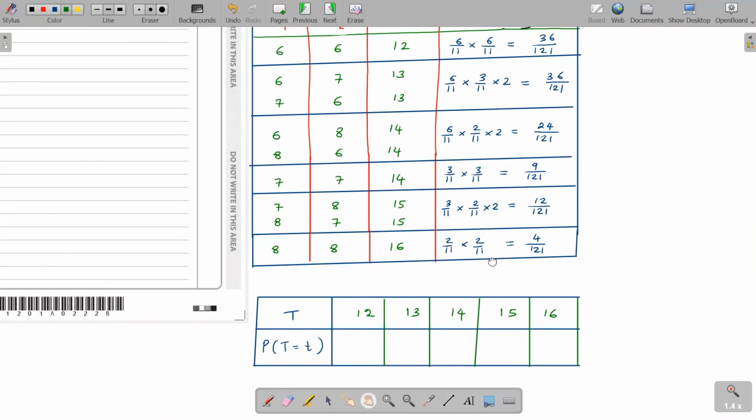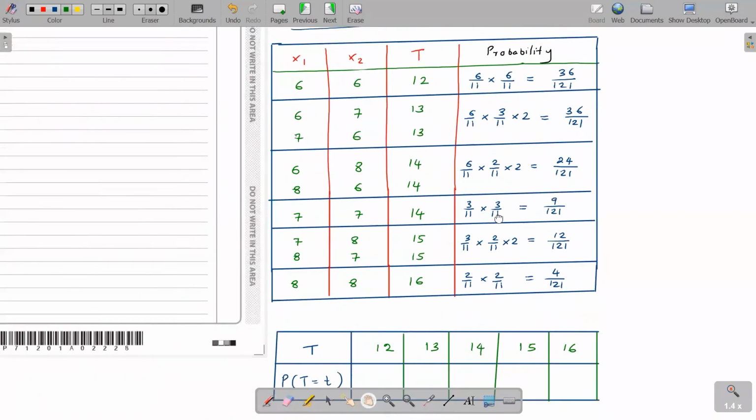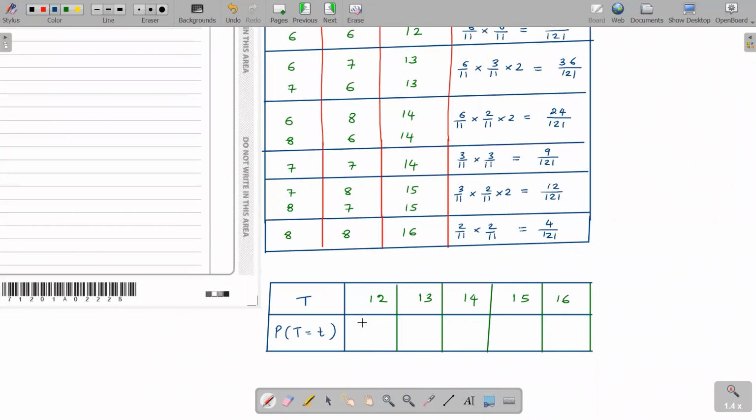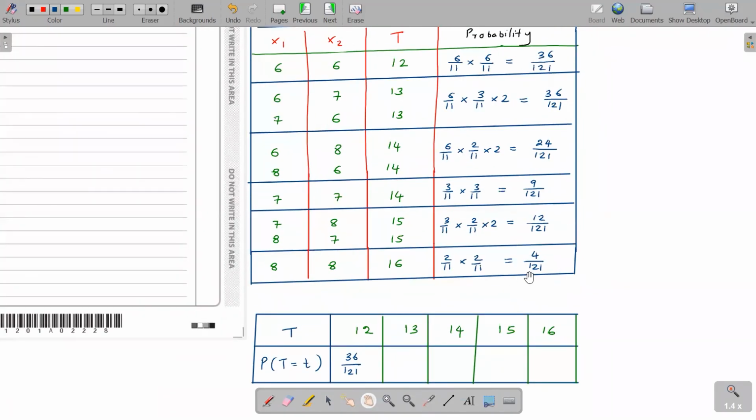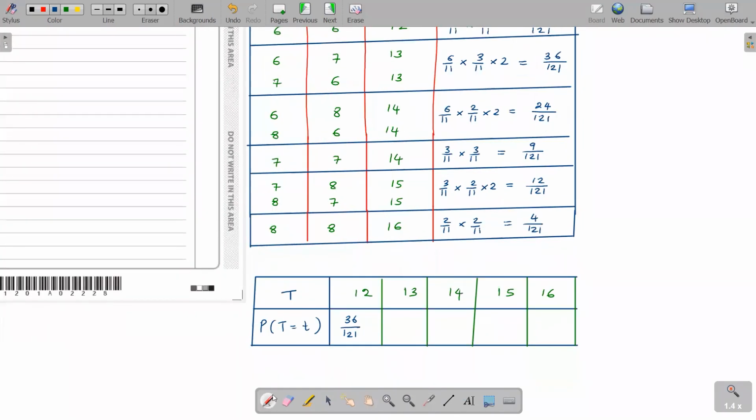Can you tell me the probability of 12? There's only one path for 12, which is 36 over 121. For 13, we have 2 paths. I think we got both the paths together, right? Which is again 36 over 121.